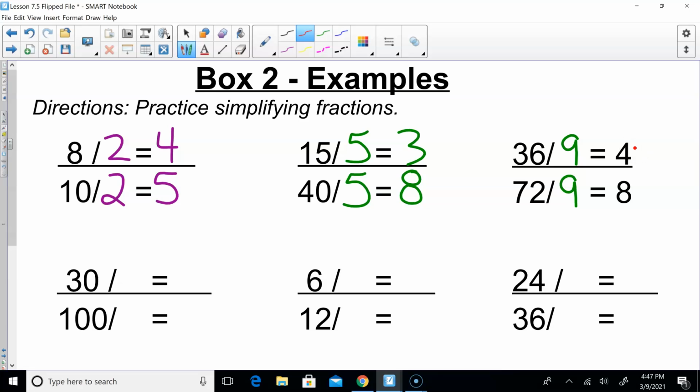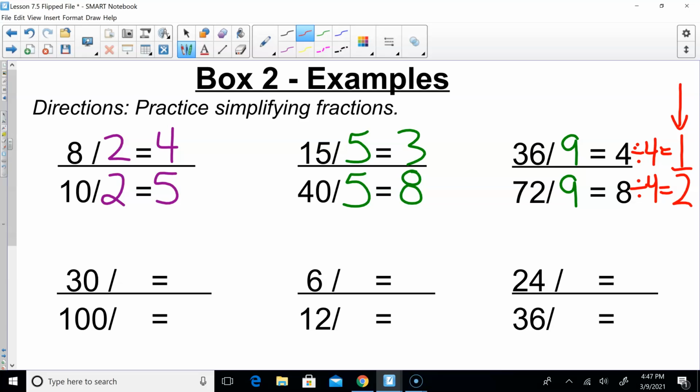I know that 4 and 8 can be even smaller. So I can divide these by the same number again. I'm going to divide them each by 4 again to get 1/2. Now this would be in the simplest form. So obviously that's what we try to shoot for, the simplest form, because you want as few pieces, as big of pieces, as you can.